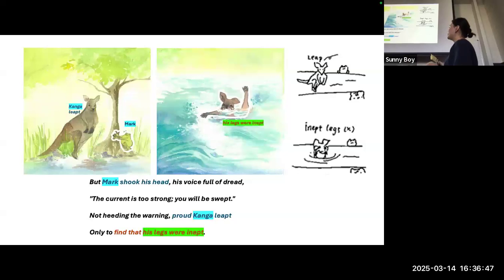And then for standard 3, as I said, there are more movements and emotional expressions. So I break it down into 2 small images. And then it has a material process, like the kangaroo left, and then Mark shook his head, and then what's the outcome, the result of the kangaroo's attempt.